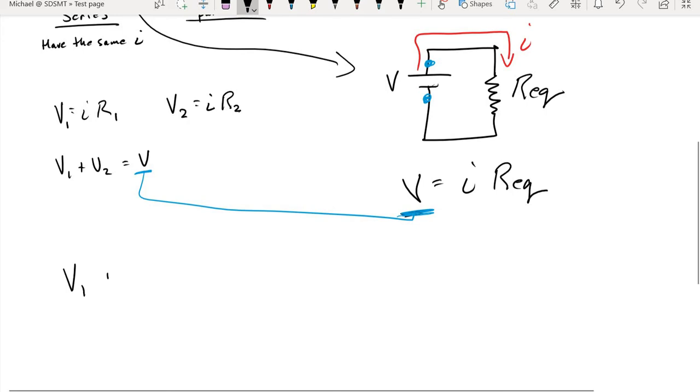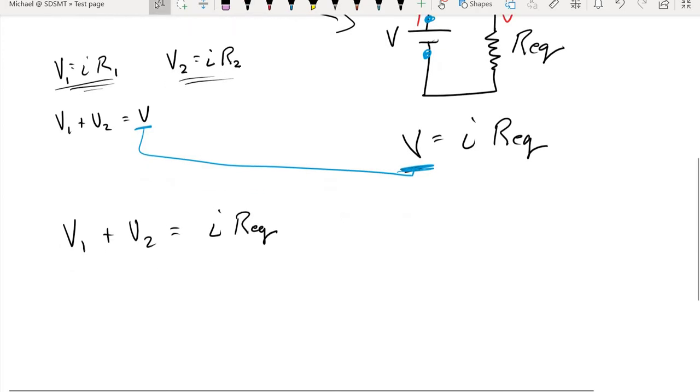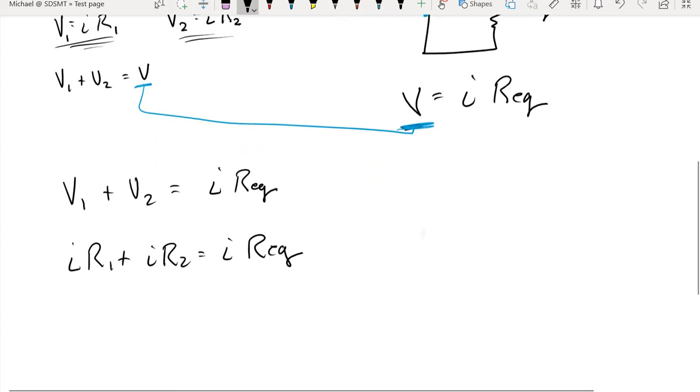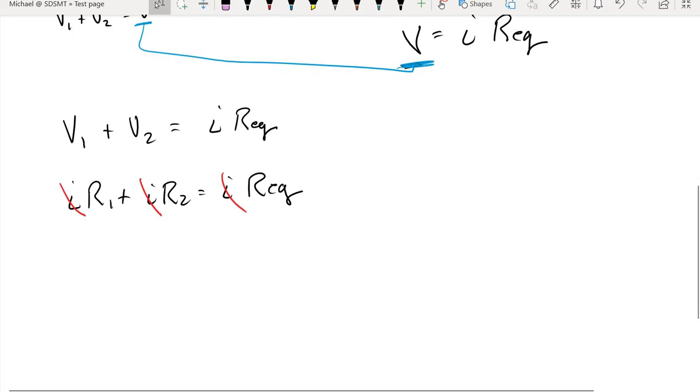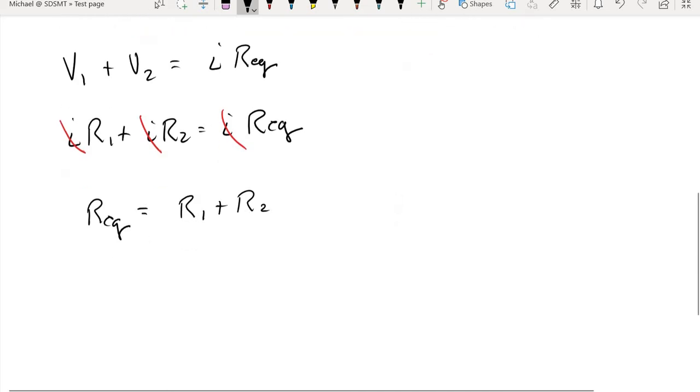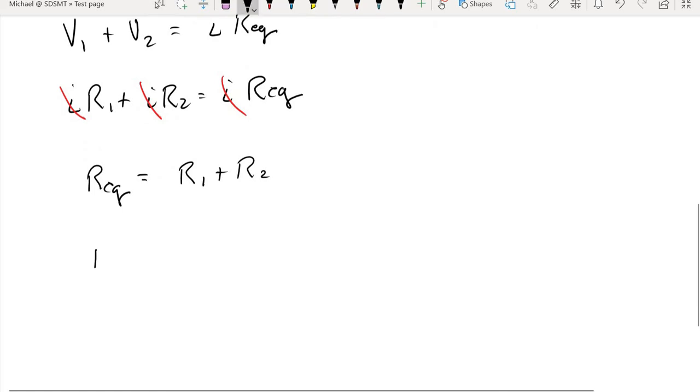The potential of resistor 1 plus the potential of resistor 2 has to equal I Req. But while we're at it, let's substitute the values of V1 and V2. V1 is I R1, V2 is I R2, and that equals I Req. Now we can see that the current running through our circuit doesn't matter, because we can find the equivalent resistance of the circuit just by taking a direct summation of the resistors that are connected in series.